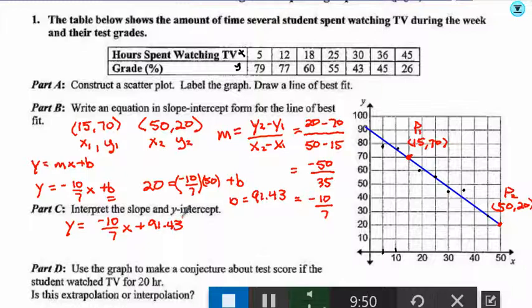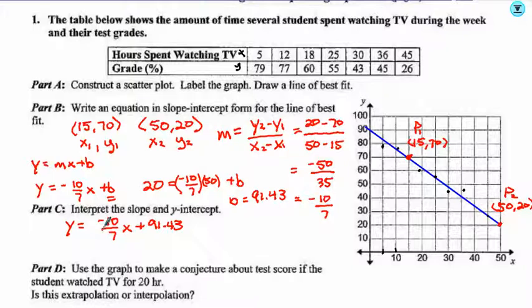Okay, I'm supposed to interpret the slope. So we could say here that for every 7 hours spent watching television, your grade decreases by 10 points. Your grade by 10%. For every 7 hours of television, my grade decreases by 10%.